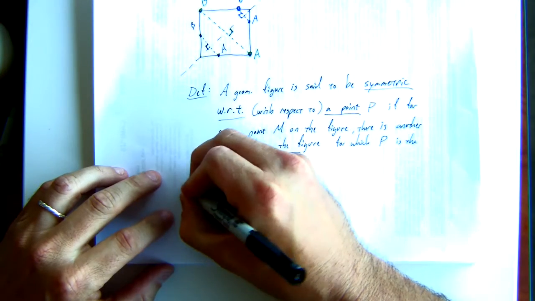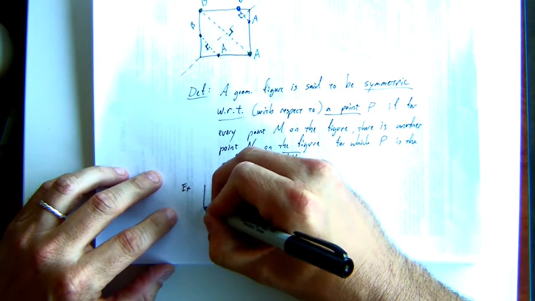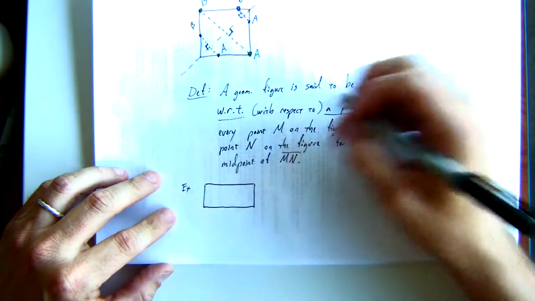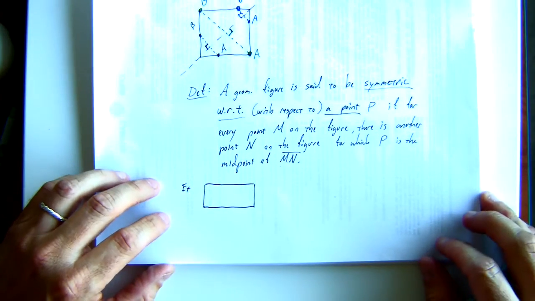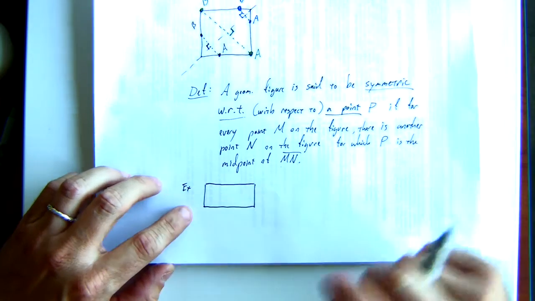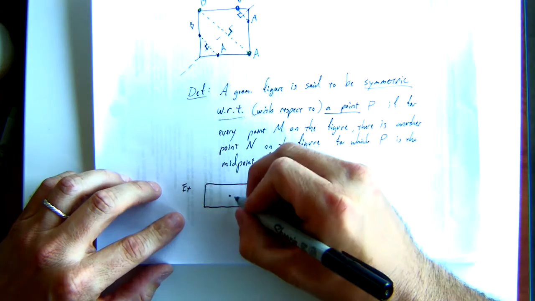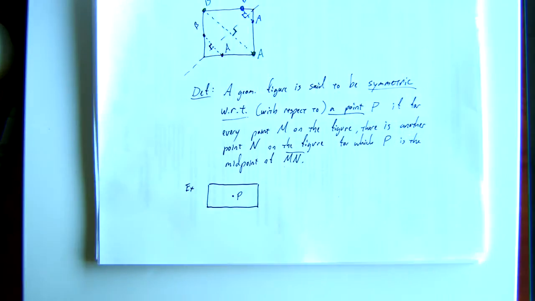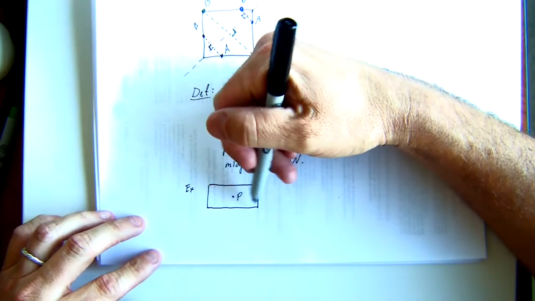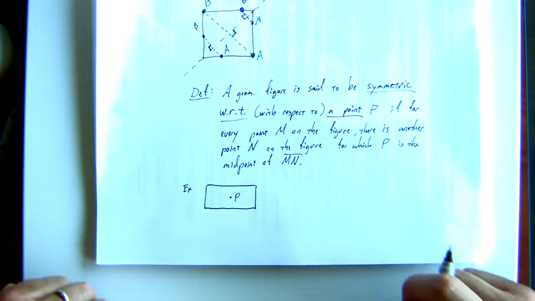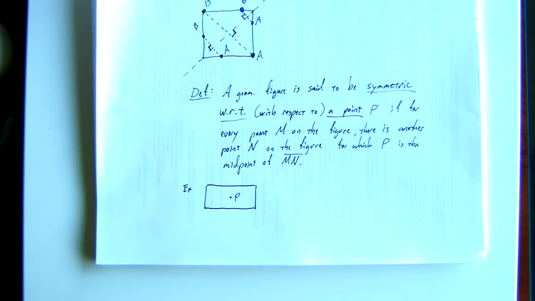Here's an example. Let's do a rectangle. Now this is symmetric about a line, but it's also symmetric about a point. There's a point P there in the center. If I actually were to draw the diagonals, you could see that this is the intersection of the diagonals. Now let's just see if it follows from the definition.